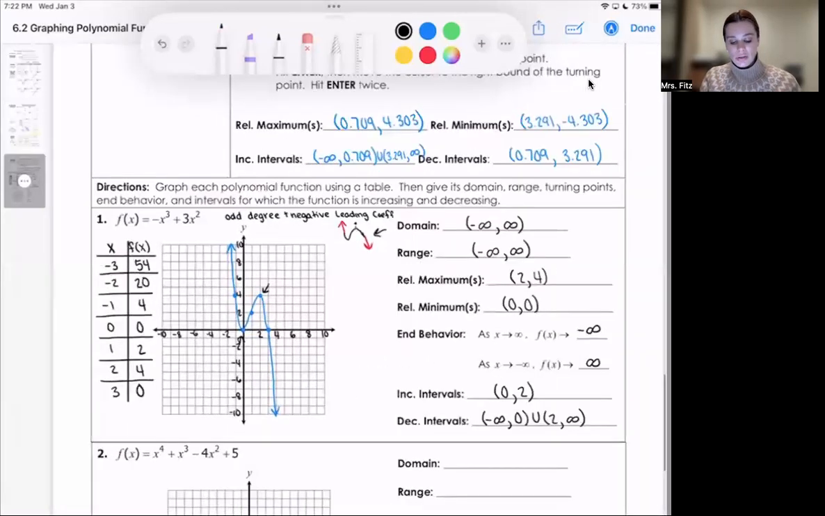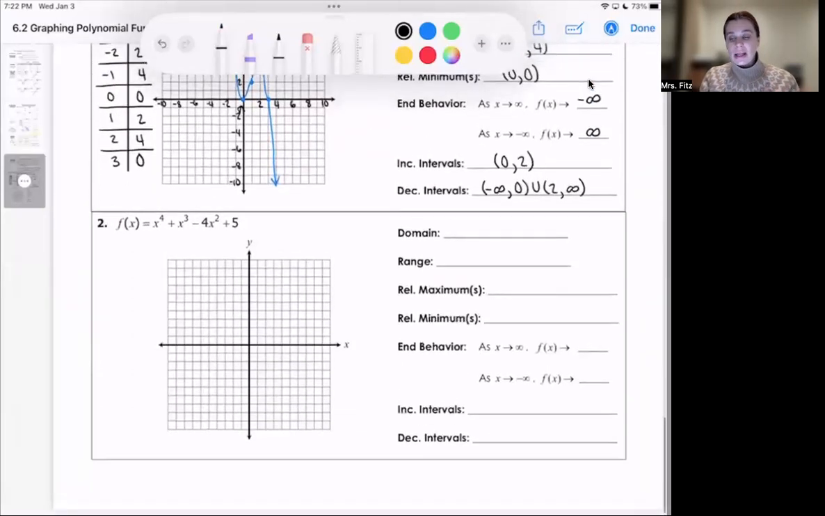Go ahead and do number 2. To check your work, go ahead and go to my website, mrsfitzmath.com. All you have to do for this one is make a table, plot your points, use your calculator to get the table values, and then state all your key features.